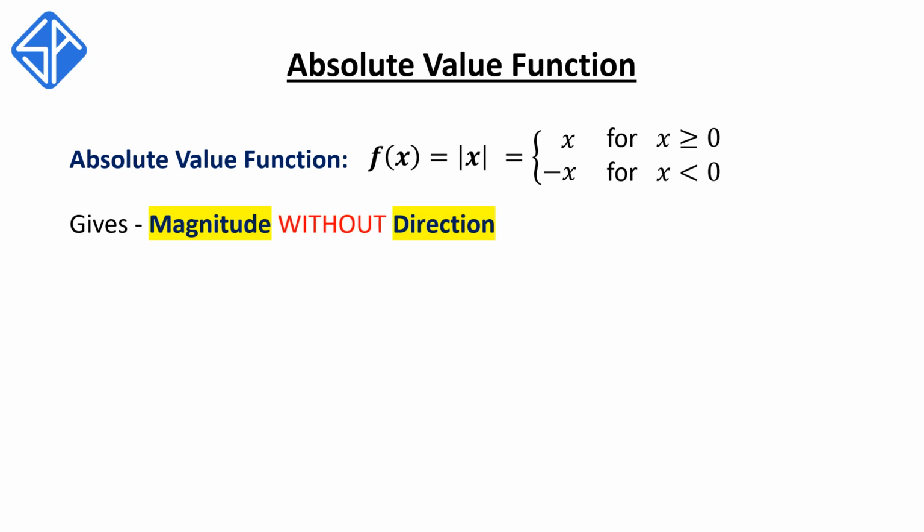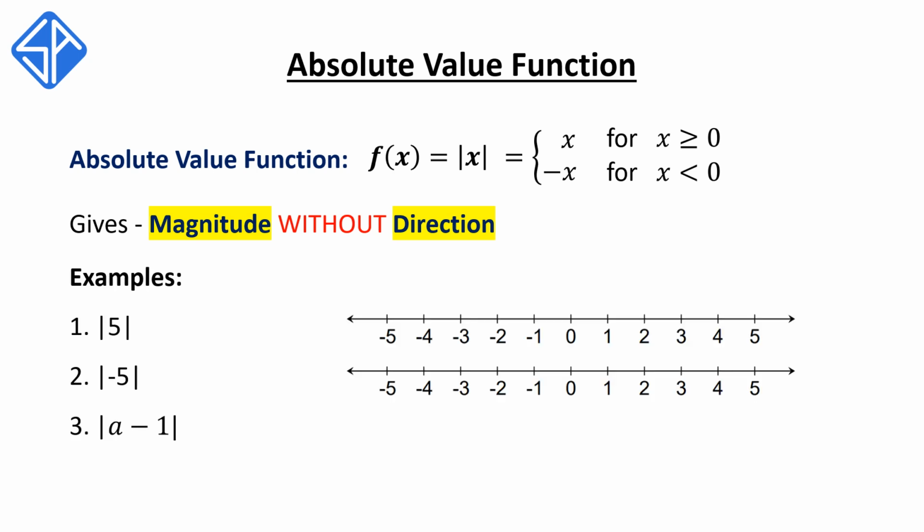In other words, the absolute value function gives us the magnitude but without the direction. In other words, no sign. So let's look at some examples. My first example, I've got the absolute of 5. Since 5 is positive, it is simply going to be equal to 5. And that is essentially the distance between 0 and 5.